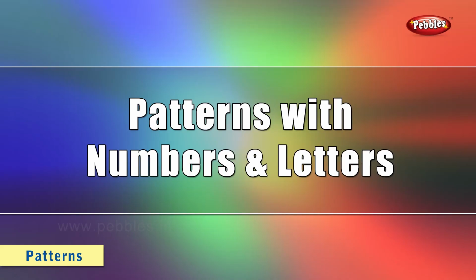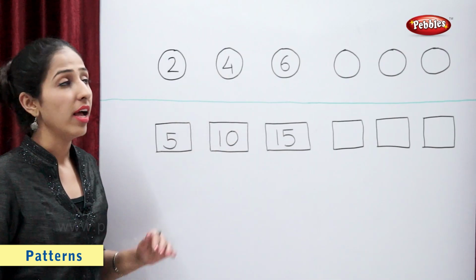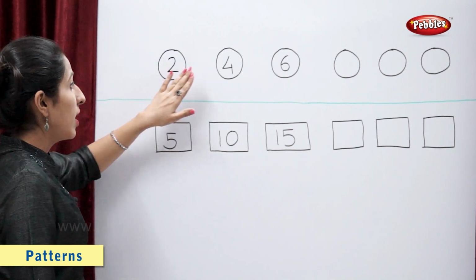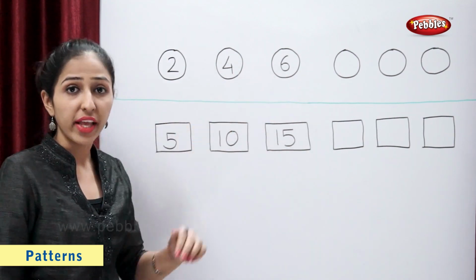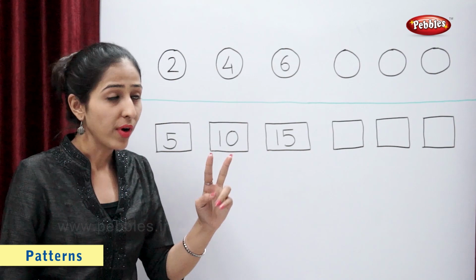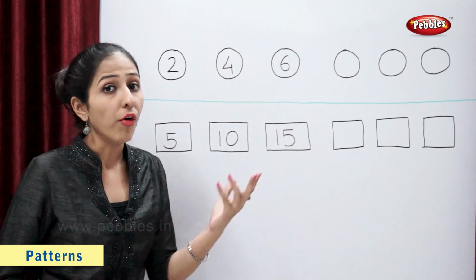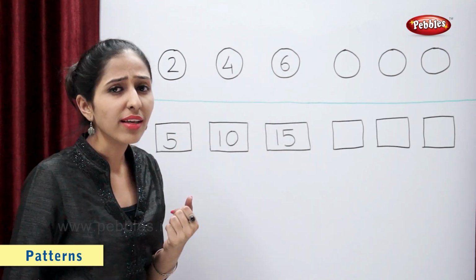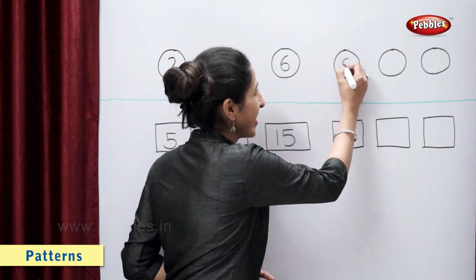Patterns with numbers and letters. Now, let's solve these examples. In the first example, we have number 2, number 4 and number 6. There is difference of 2 in each number. So, tell me, students, which number will come after number 6? Tell me. Correct. Number 8.